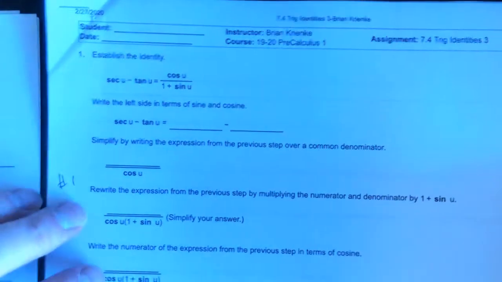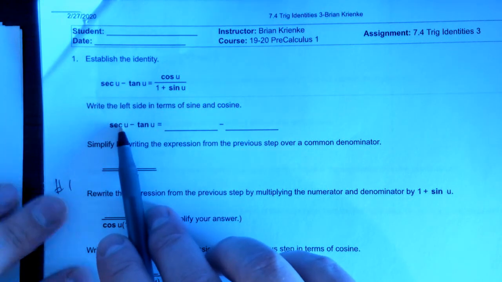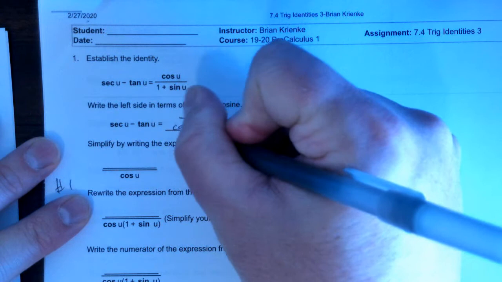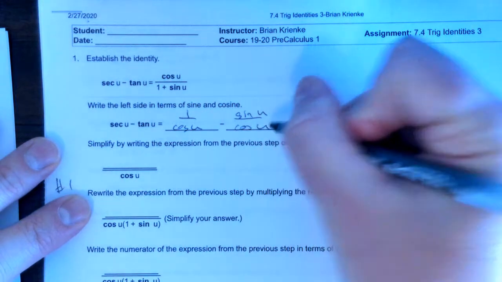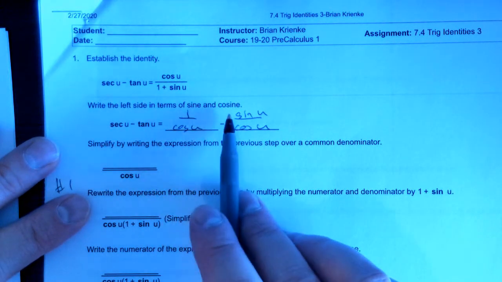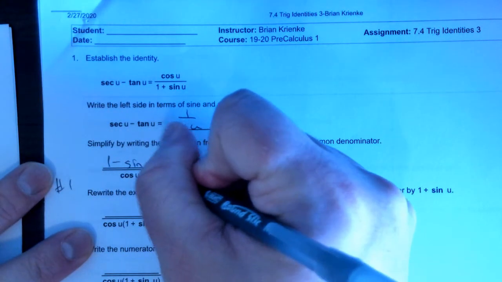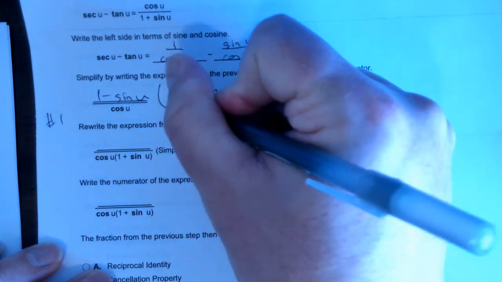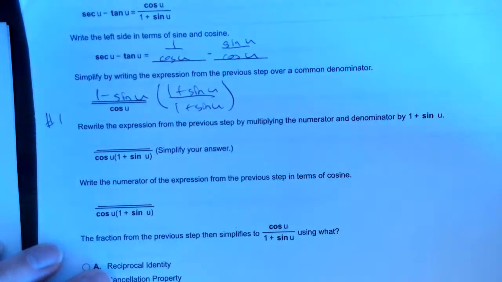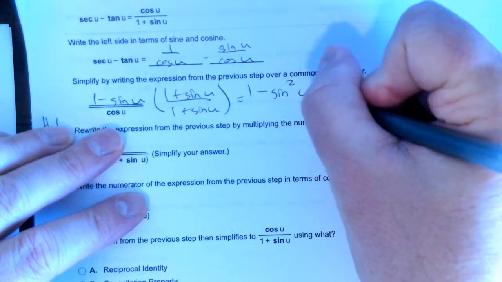Okay, so to start with, rewrite this in terms of sine and cosine. Well, secant is 1 over cosine, and tangent is sine over cosine. And then this is just 1 minus sine. Then they want you to multiply by 1 plus sine. And do FOIL.